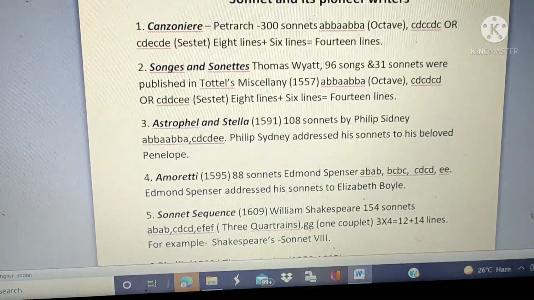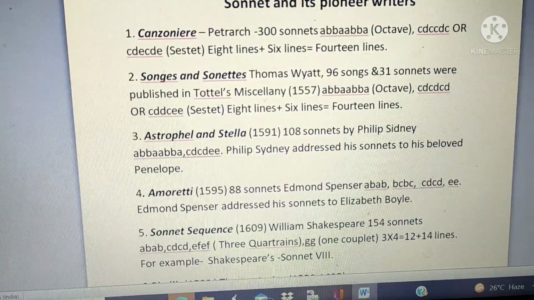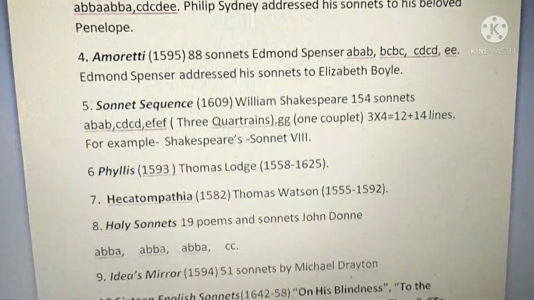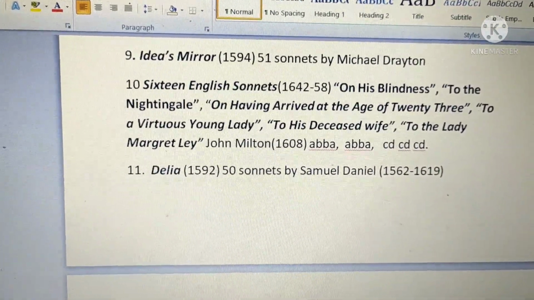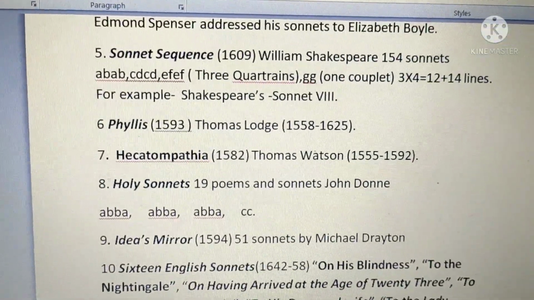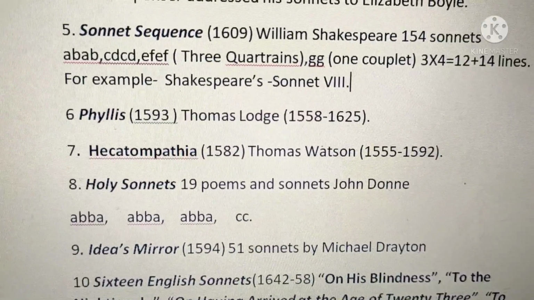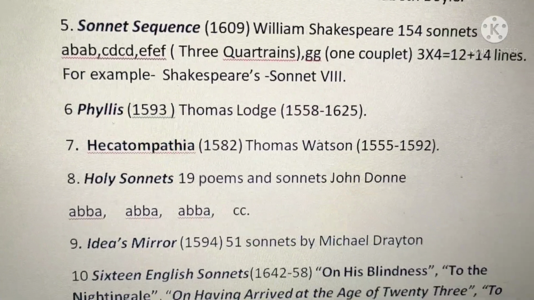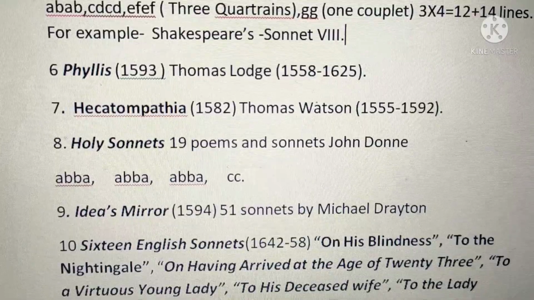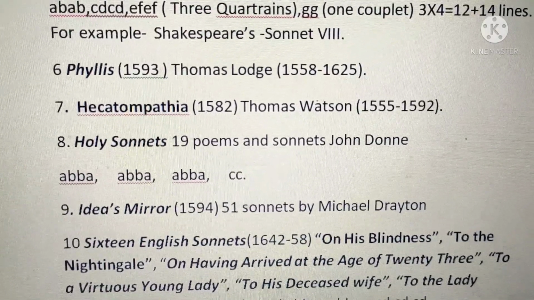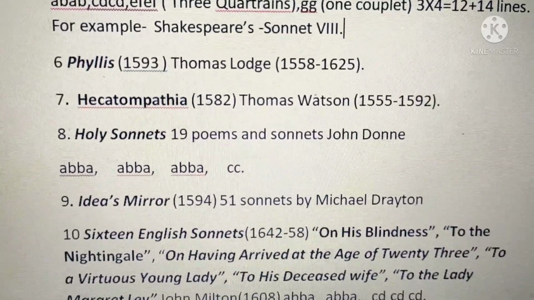The next Elizabethan sonneteer that I want to discuss is Thomas Lodge. Thomas Lodge also wrote a sonnet sequence, known as Phyllis, published in 1593. He is also a famous Elizabethan sonneteer. Then Thomas Watson wrote Hekatompathia in 1582. He is also an important Elizabethan sonneteer.